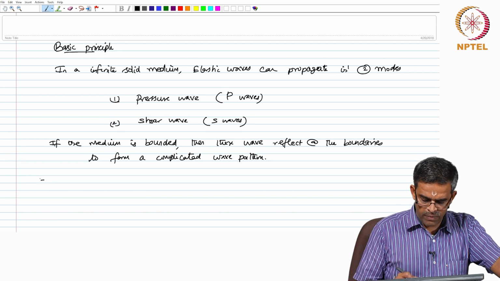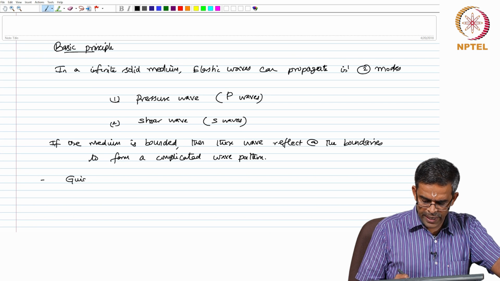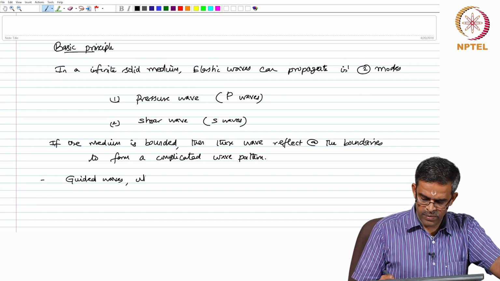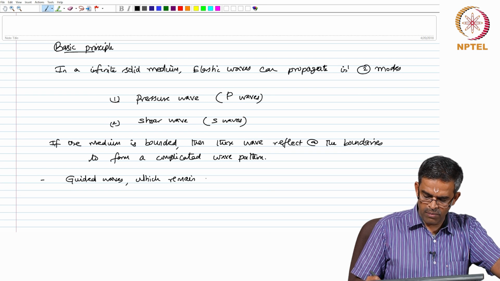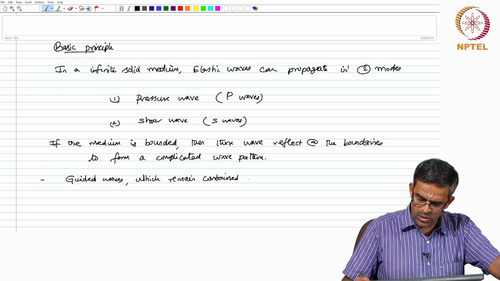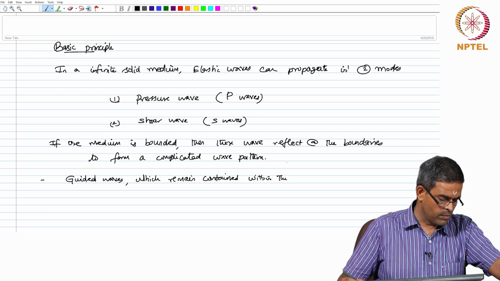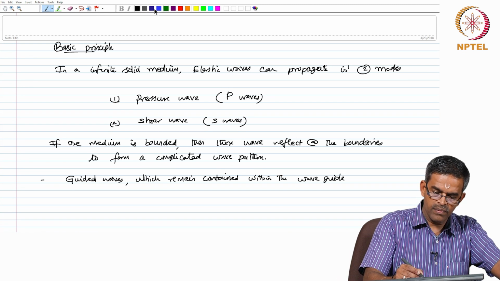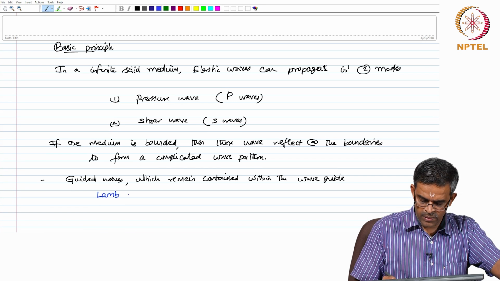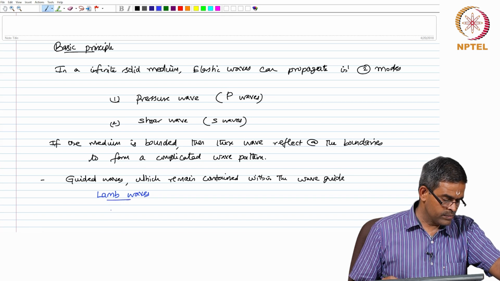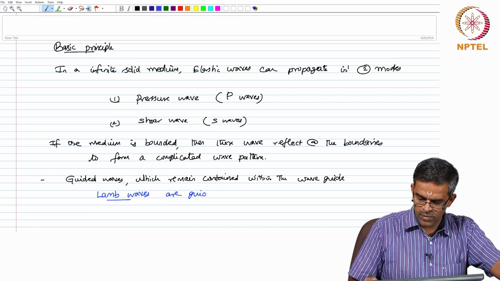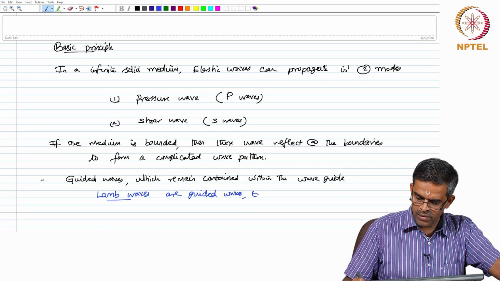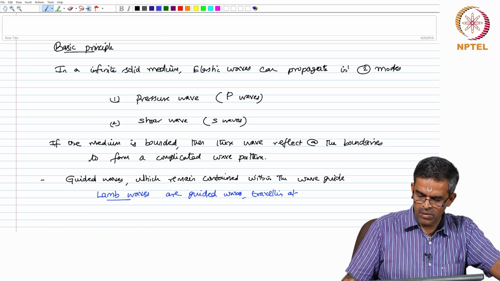Now, alternatively, there are something called guided waves, which remain contained within the waveguide. For example, Lamb waves, or guided waves, travelling along the plate.